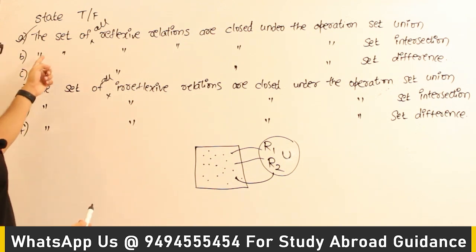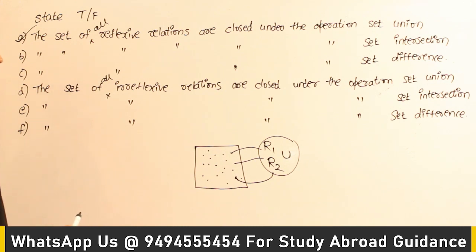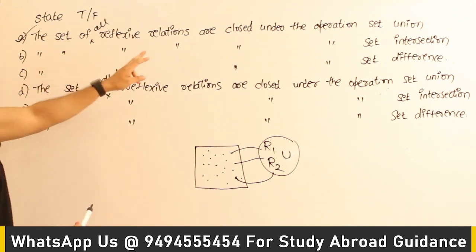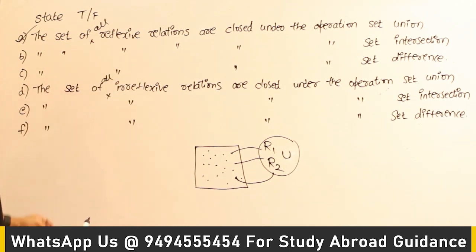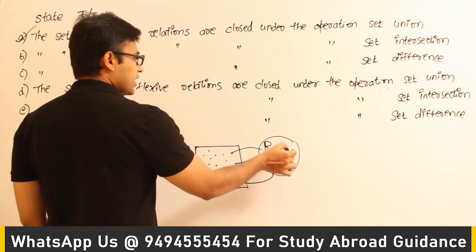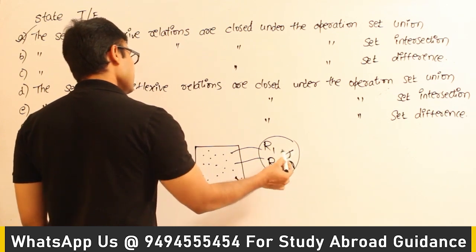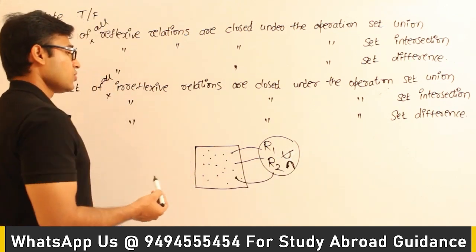Now the second statement says that the set of all reflexive relations are closed under the operation set union. I have just kept the details because they are the same. Okay, the set of all reflexive relations are closed under the operation set intersection, which means if you take any two relations from here and apply the operation intersection, then the result is also going to be reflexive. That is what they are saying. Is it true or false?